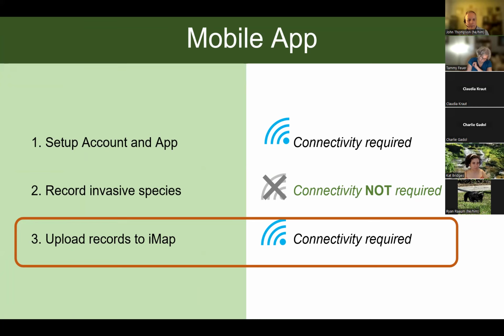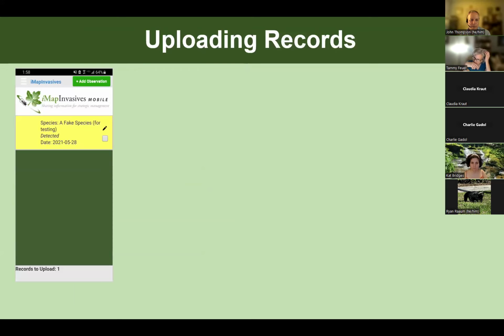So then the next step, you've gone through 2 out of the 3 steps. The next one, you require connectivity, so you come back home with your phone, and you need a connection to upload your records. So this is your fake species record.